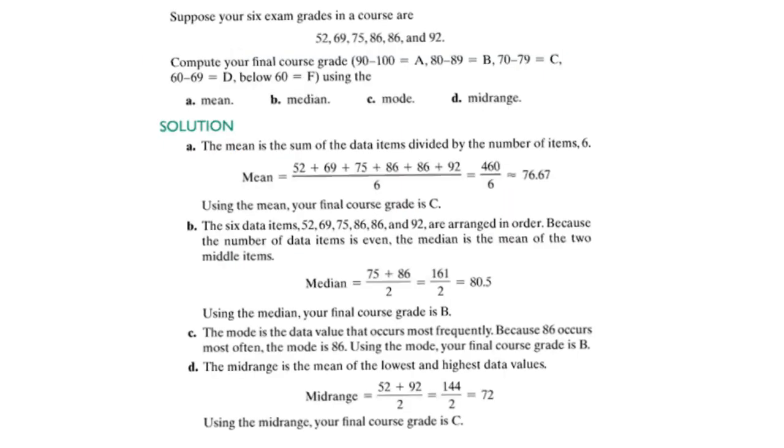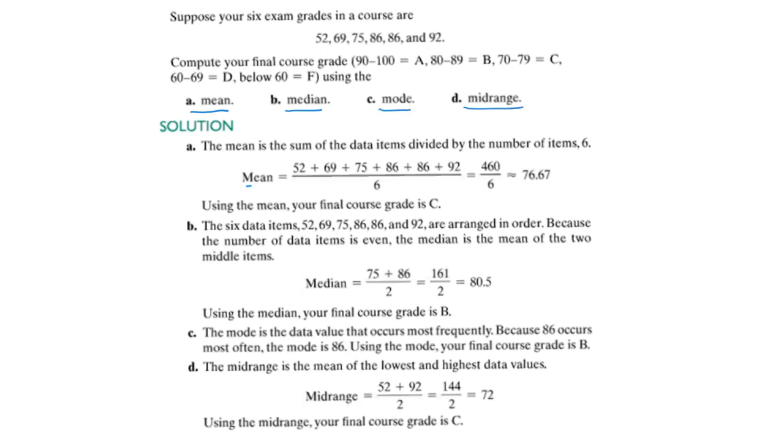To see a better depiction of how the different measures of central tendency vary, let's take a look at this example. It says, suppose your 6 exam grades in the course are 52, 69, 75, 86, 86, and 92. Compute your final course grade. They gave us the scales for A, B, C, D, and F. We're finding the mean, median, mode, and mid-range.